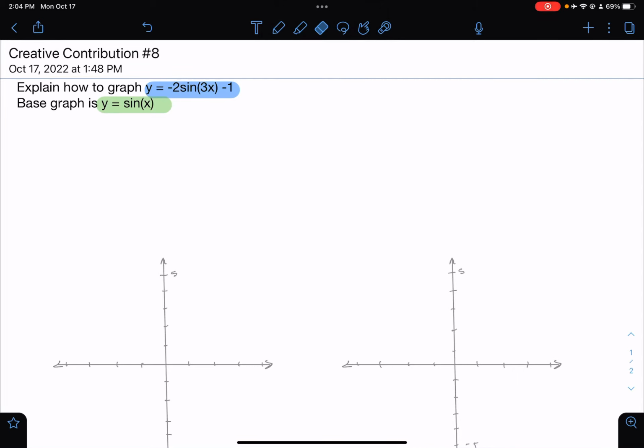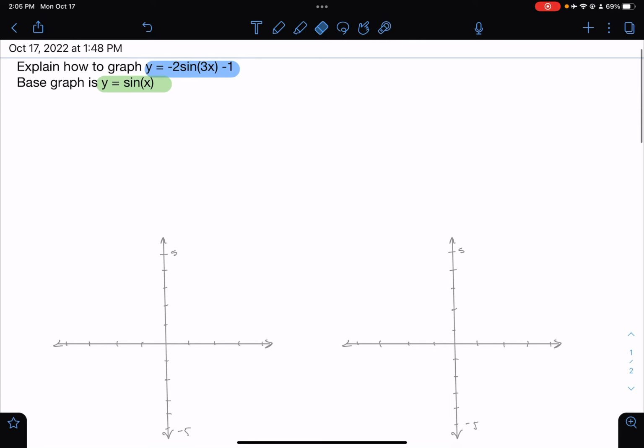Hi there, my name is Lucas, and today I'll be showing you guys two different examples of how to graph a sine function. So first, I'll graph the function that's highlighted in green. This one's going to be more simple.